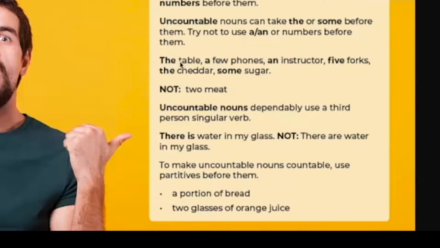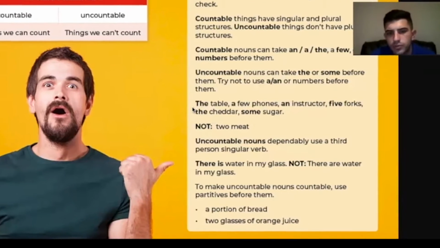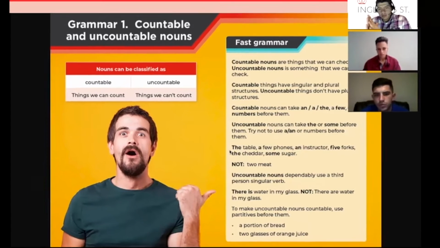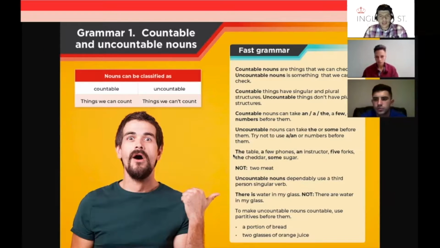A ver, ayúdenme. The table, countable or uncountable? Countable. A ver, una opinión. Countable. Countable, yes, the table is countable. ¿Por qué? Porque también tiene una forma plural, la cual sería tables, con ese al final. Okay, a few phones, is this countable or uncountable? Countable. Countable too, very good. Yes. An instructor. Incountable. No, de hecho es countable.